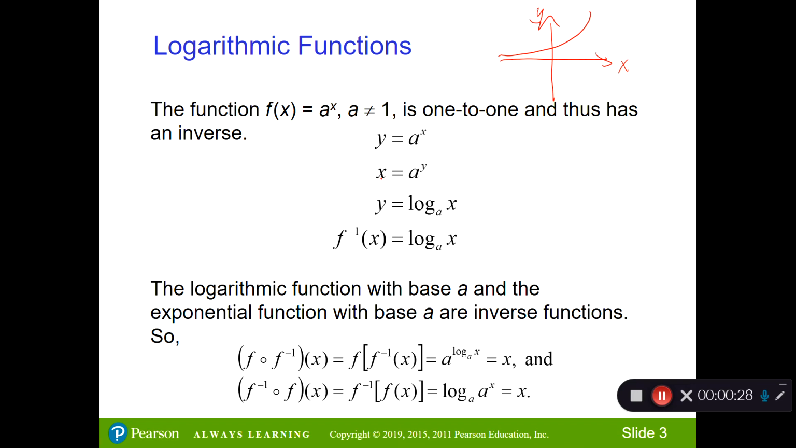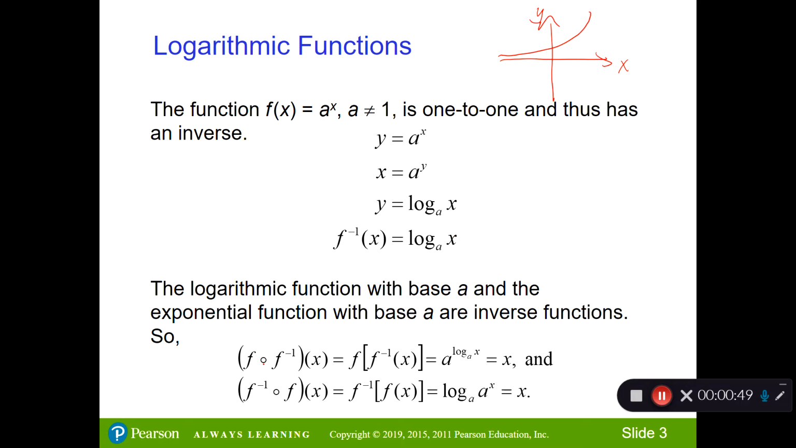So we find that inverse by flipping the x and the y. And then to rewrite this exponential as a logarithmic statement, it would look like this. So our inverse function is log base a of x. So a to the x and log base a of x are inverse functions.